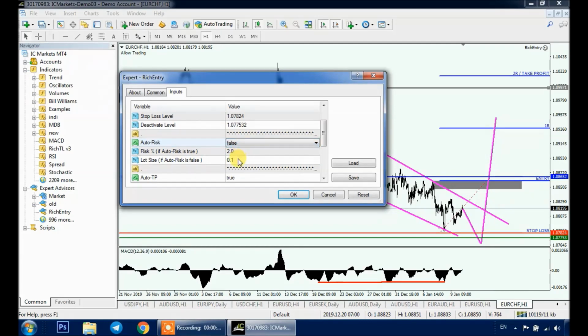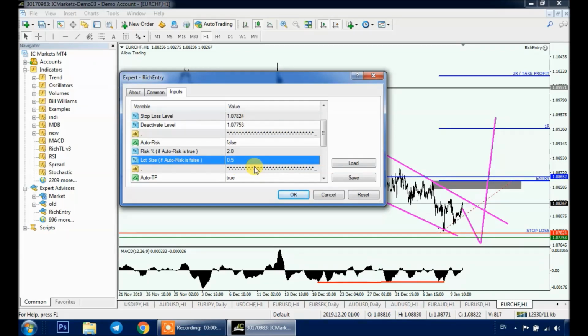If auto risk is false, then the EA will enter with a fixed lot size. For example, here it will enter with 0.1 lot, and if we change it to 0.5, for example, the EA will enter with 0.5 lot size after a candle closes above our entry level.